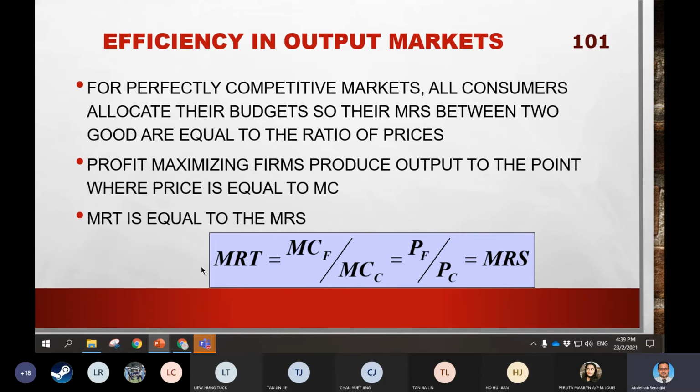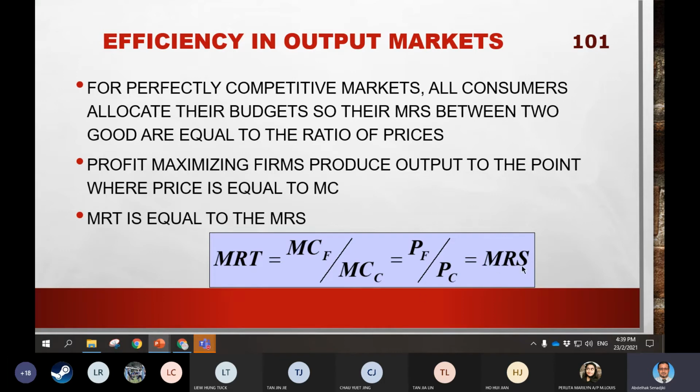Since the marginal rate of transformation equals MCF divided by MCC, which in the competitive market is equal to PF divided by PC, because MCF equals PF and MCC equals PC, since in the competitive market a firm maximizes its profit when it produces at the price equal to the marginal cost. Therefore, PF divided by PC equals the marginal rate of substitution.